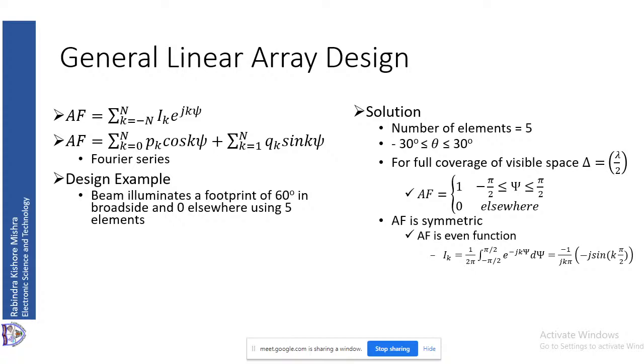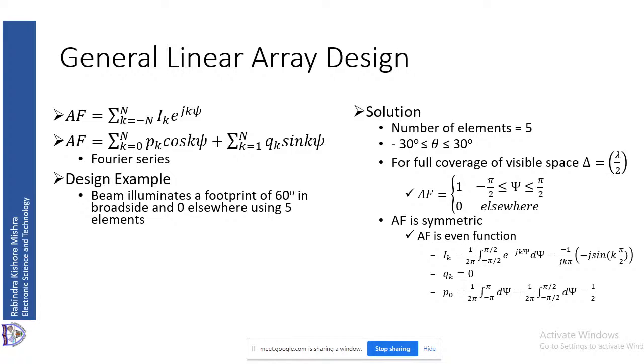So all qk will be 0 and Ik will be 1 upon 2 pi integration from minus pi by 2 to pi by 2 of exponential minus jk psi d psi. It is simple integration. Put the limits. That will give you minus 1 upon jk pi into minus j sin k pi by 2. Qk will be 0 because all sine terms have to be 0 for an even function.